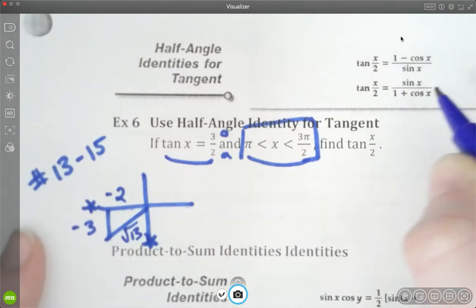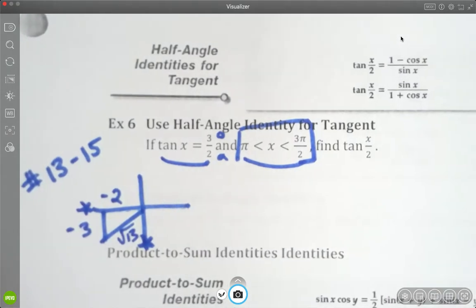Okay, so for tangent of x over 2, I'm going to use one of those two formulas. It doesn't matter which one. Which one would you like to use?